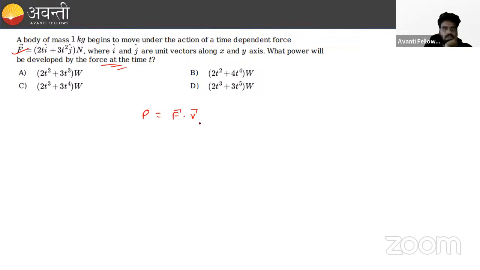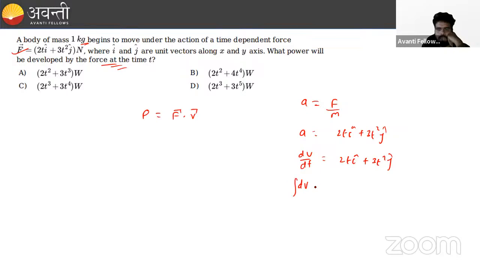And here force is given, we do not know velocity, but one piece of information is given, mass. So here we can calculate the acceleration, that is force upon mass. So what is the value of acceleration? That is 2t i cap plus 3t square j cap. And if acceleration is known, we can say it is dv upon dt.